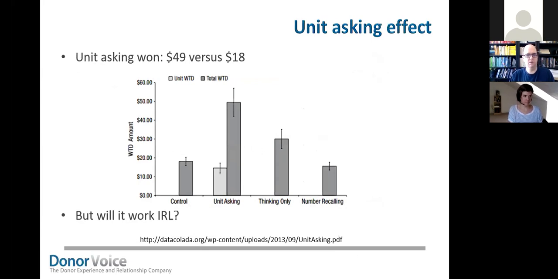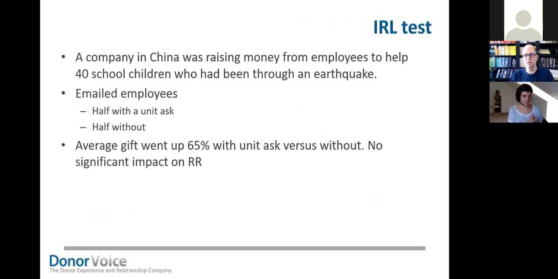But will that work in real life? So in real life, a company in China was raising money from employees to help 40 school children who had been through an earthquake. They emailed their employees, half with a unit ask, half without. The average gift went up 65% when there was a unit ask, when people were asked to think about how much they would do for just one child.